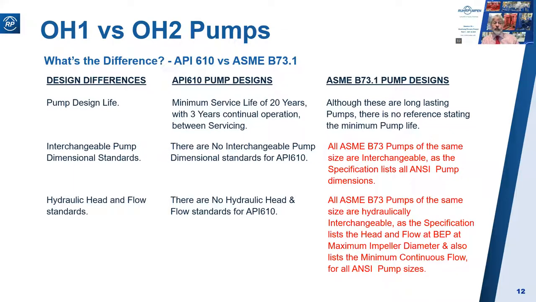Similarly with the hydraulic head and flow, all ANSI pumps of the same size by different manufacturers should have similar flow and head capability. It has a table which lists all the heads and flows for each of the pumps in that size and lists the minimum continuous flows for all those ANSI pump sizes. You can't do this on an API pump. API pumps are engineered products, and every one by every individual manufacturer is different.